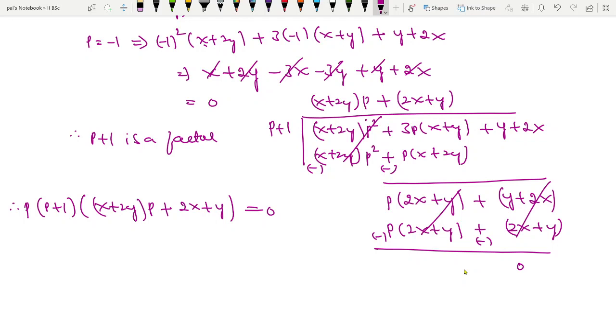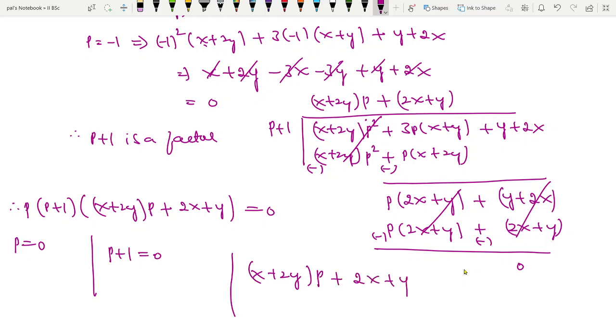Okay, so now we have to solve these linear factors. p is equal to 0, first solution. p plus 1 is equal to 0, second solution. x plus 2y into p plus 2x plus y is equal to 0, third solution. p is equal to 0 means dy by dx is equal to 0. So that is dy is equal to 0.